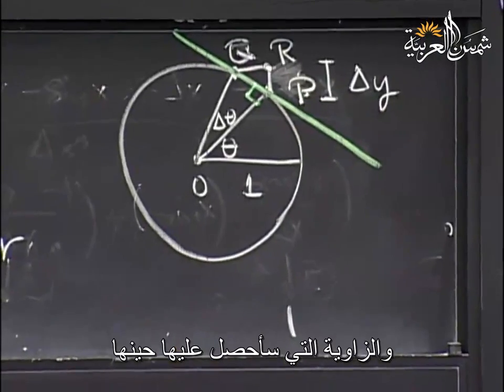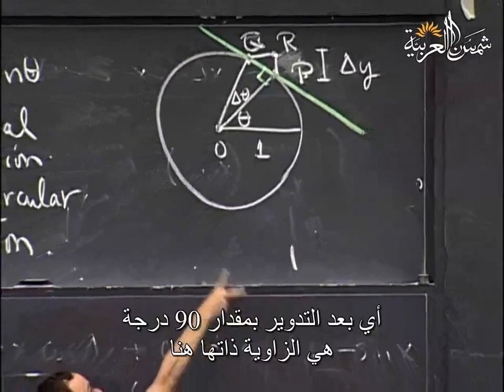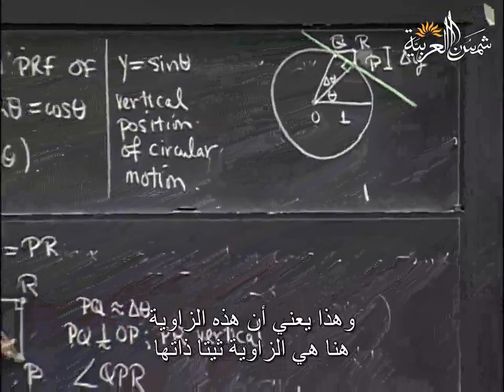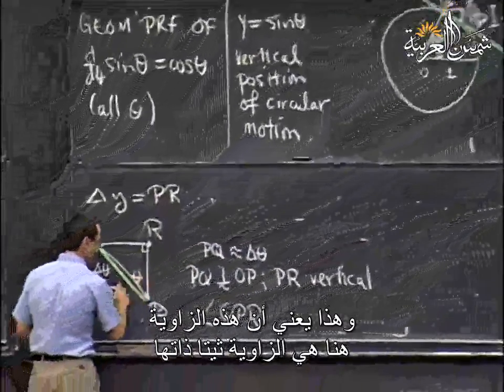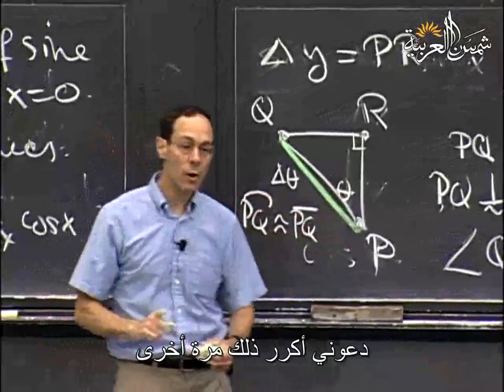So the angle that I'm talking about, I get by taking this guy and rotating it by 90 degrees. It's the same angle. So that means that this angle here is essentially theta. That's what this angle is. Let me repeat that one more time.